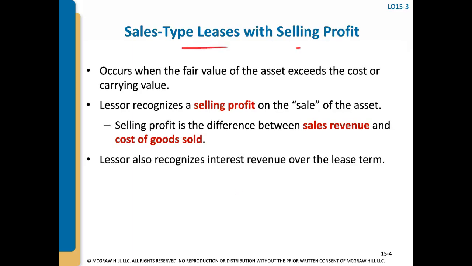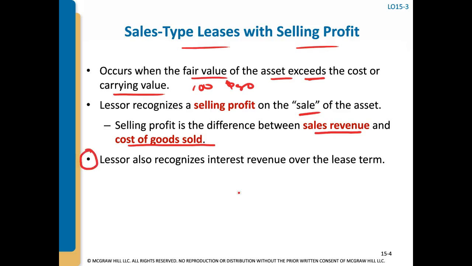A sales type lease with selling profit occurs, just like I said, when it's quote unquote like a sale, where there's a difference between your sales revenue and your cost of goods sold. This happens when the fair value of the asset that's being leased is greater than the cost or the carrying value of that asset. So if the fair value is $100 and the cost is $80, and you lease out that asset, then you're going to have a sales type lease with selling profit.